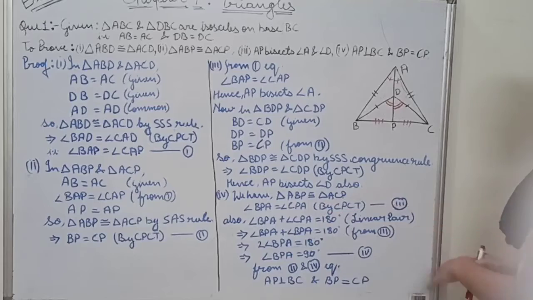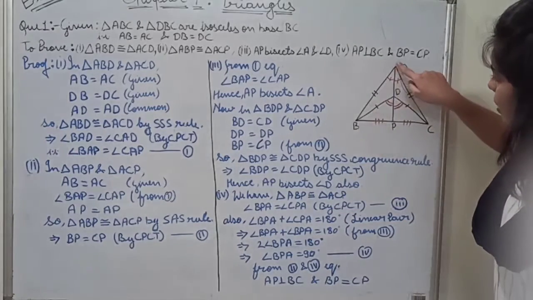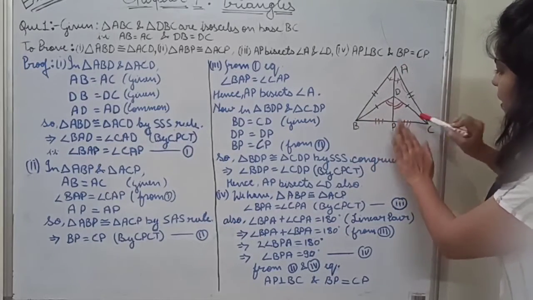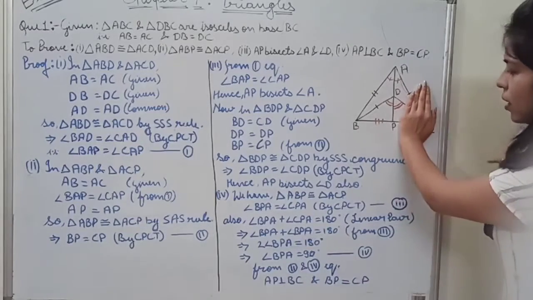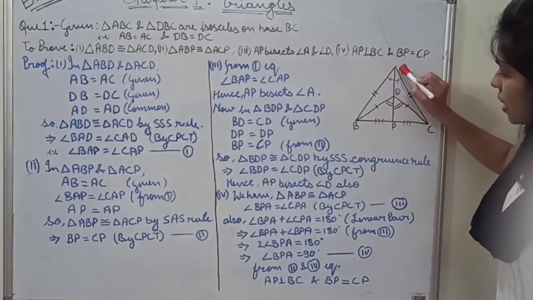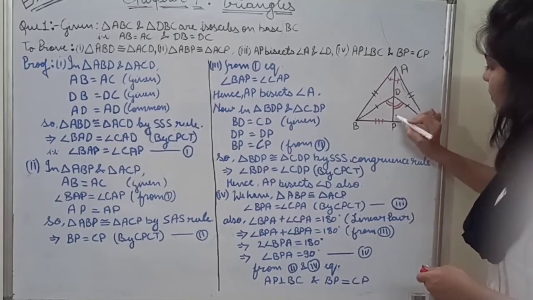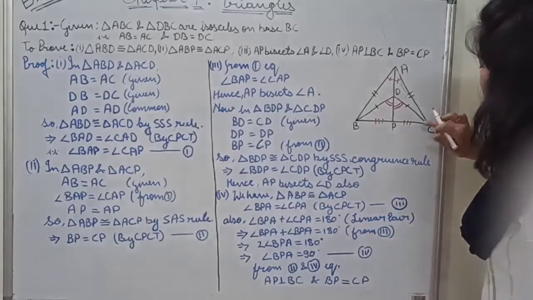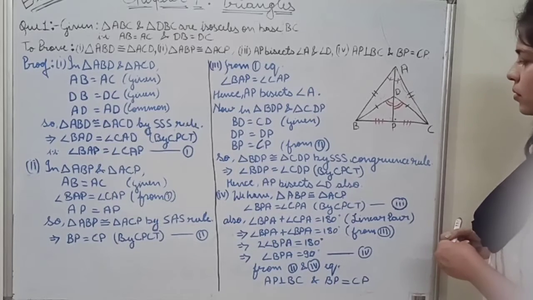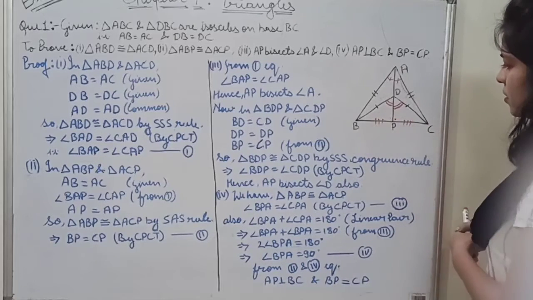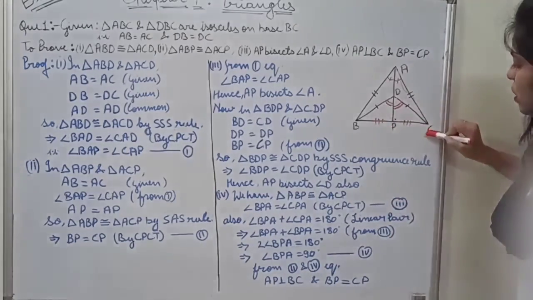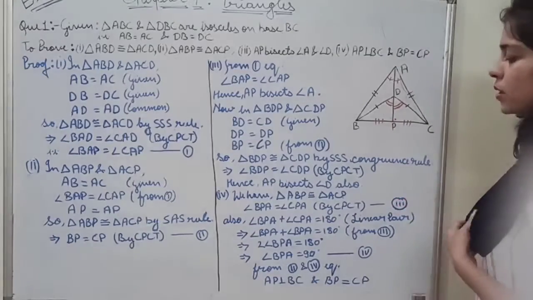Now see, we have triangle ABP congruent to triangle ACP. This triangle is congruent to this triangle. We have proved this in the first part. So angle BPA, this angle, and angle CPA, this angle, will be equal. They are equal because they are corresponding parts of the congruent triangles. So name this as equation number 3: BPA equals CPA.